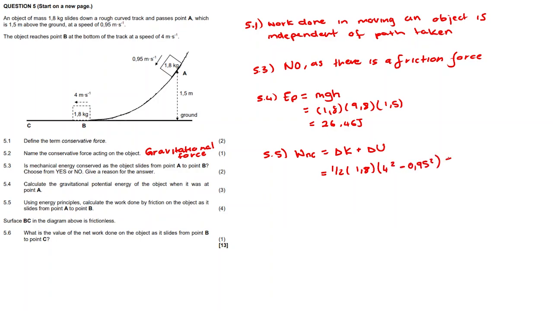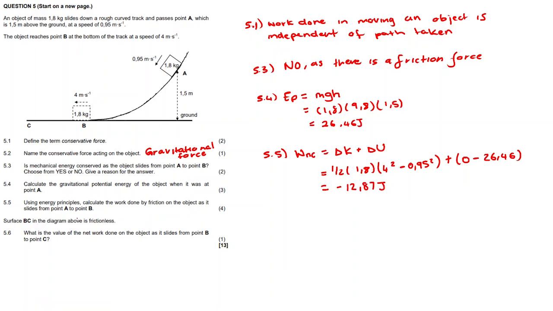squared. And this is plus the change in potential energy, which is the final being 0 as it is on the ground and there's no height, minus the value we just calculated, which is 26,46. And if we plug all of that into the calculator, we get negative 12,87 joules. And that's the work done by friction.